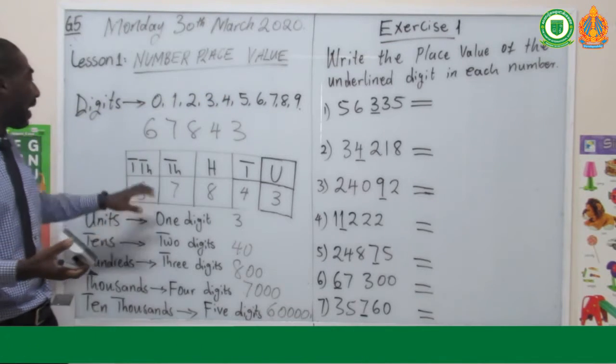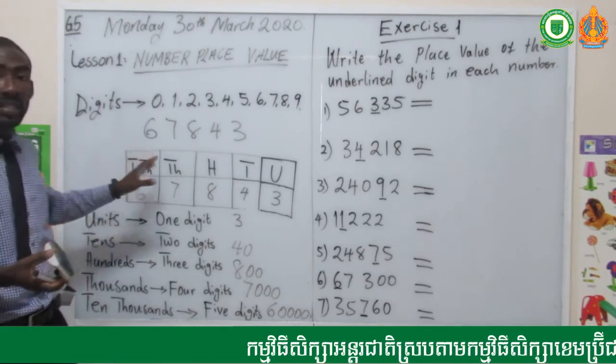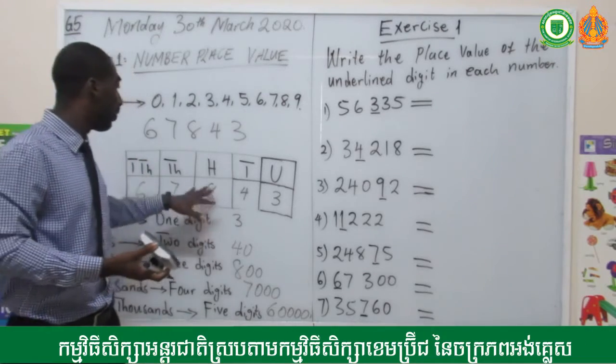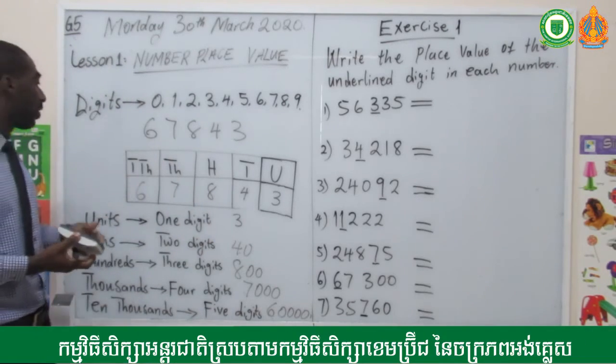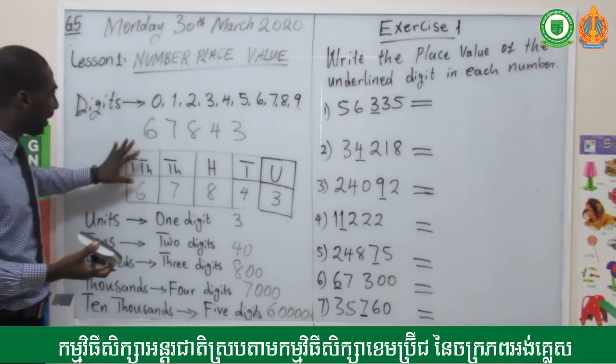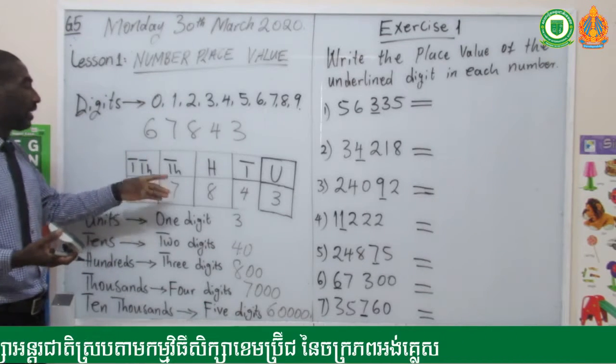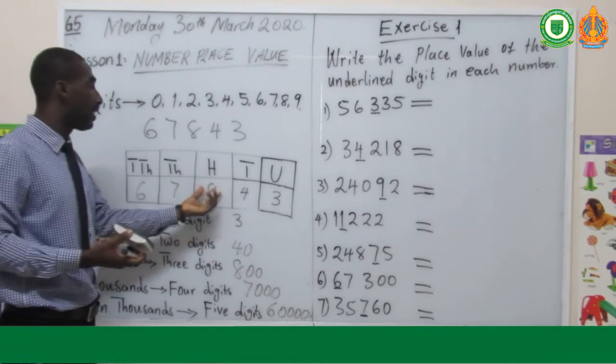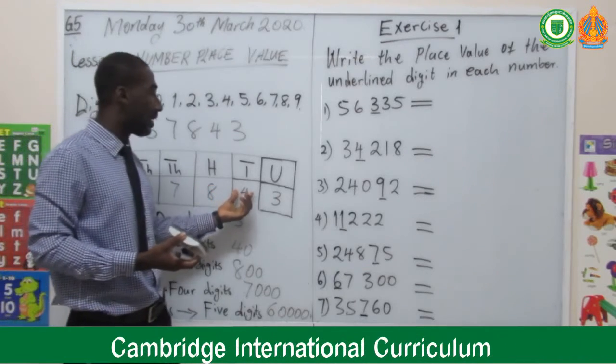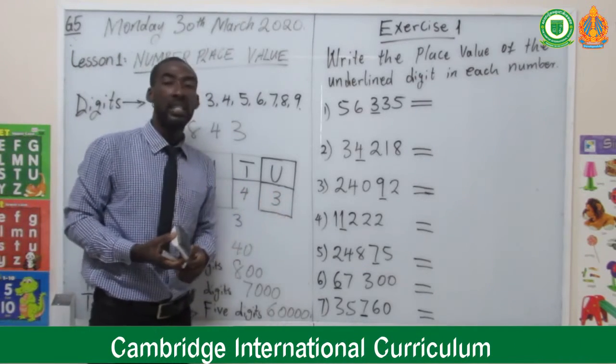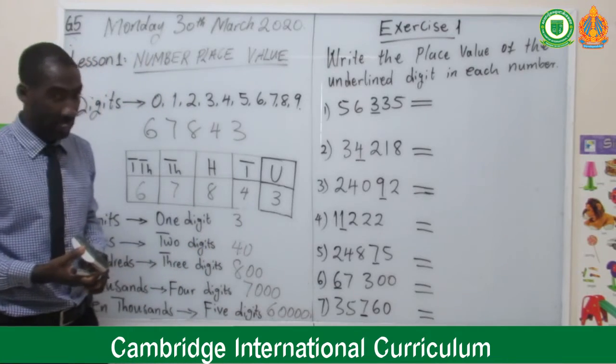all the time. I believe that once you create this format, it's going to be very easy for you to identify your numbers all the time. The 6 is in the 10,000, 7 is in the 1,000, 8 is in the 100, this is in the tens, and 3 is in the unit place.